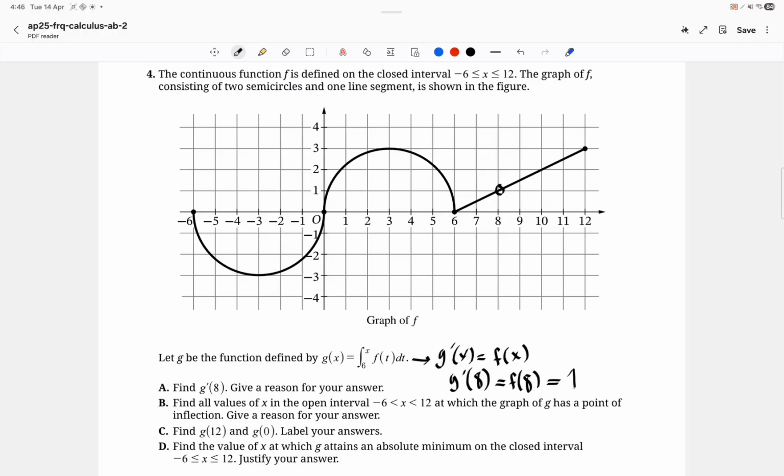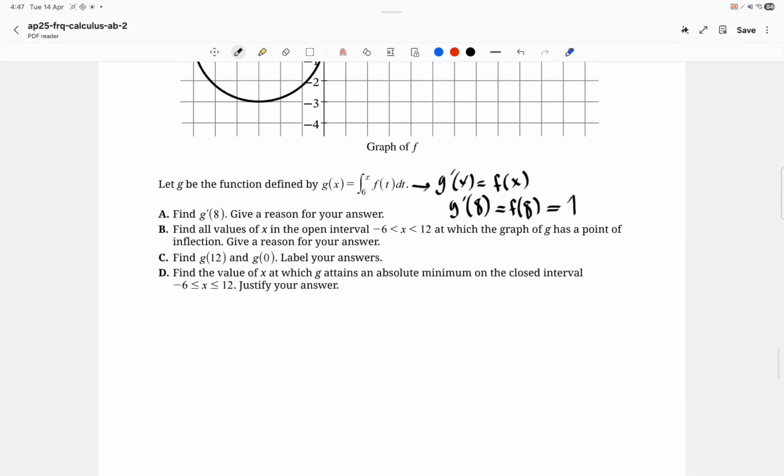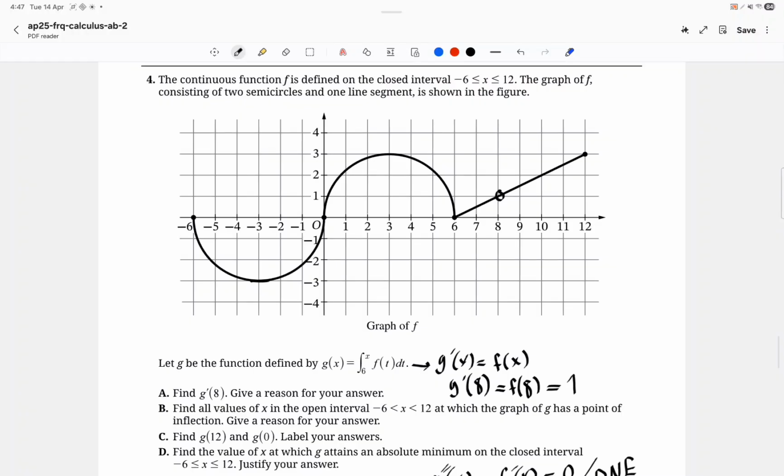Find the values in the open interval where the graph of g has a point of inflection. That means now we should find the second derivative to be equal to 0 or does not exist, as long as there's a sign change on the left and the right. So now f prime is 0 here and here, and also it does not exist here. The question is, where is there a sign change? In all of them. Why?